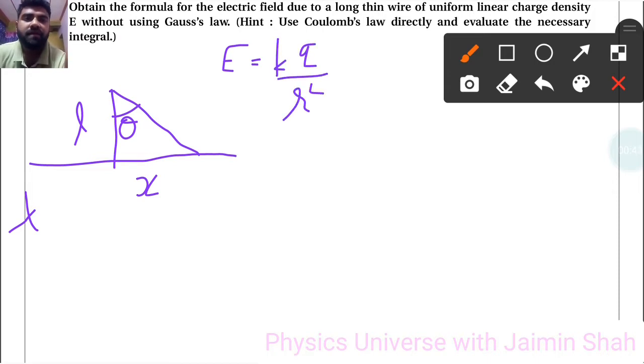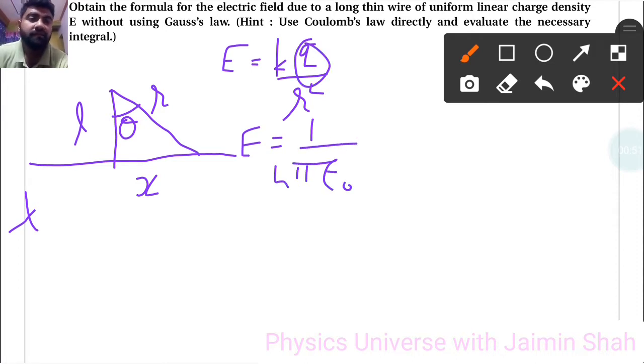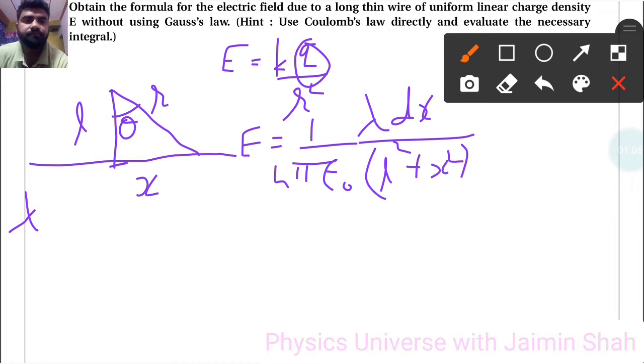So r square here is this r. So E is equal to k, which is 1 upon 4 pi epsilon 0, times q, which is the charge density lambda into dx, the smaller length, upon r square, that we can write as L square plus x square. So this is our formula, but still here we have two components, sine and cos.